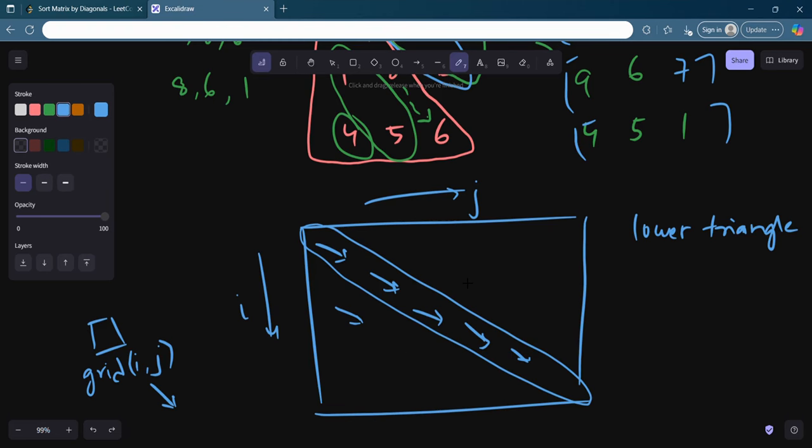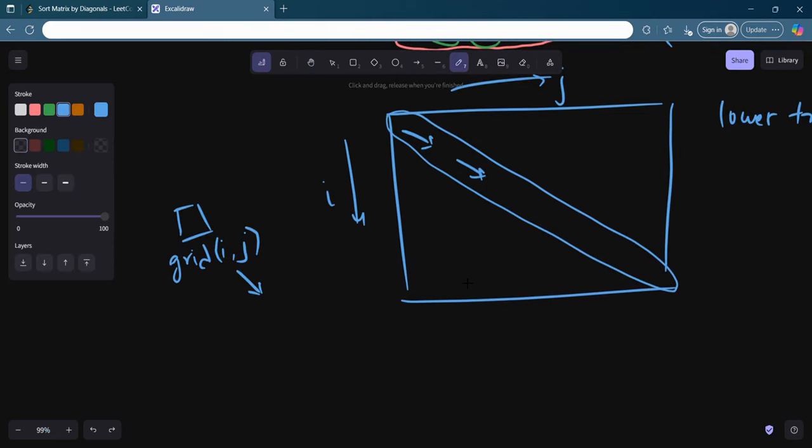So I hope you understand that if you are at position grid i of j, your next iteration will be something like grid i plus 1, j plus 1, and it will just simply go on like this. So in the lower triangle, if you see, here you are starting with 0 0. You are going to 1 comma 1.